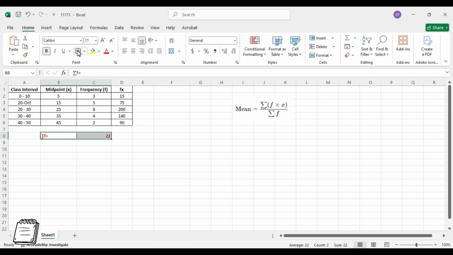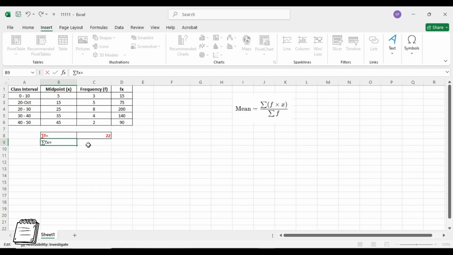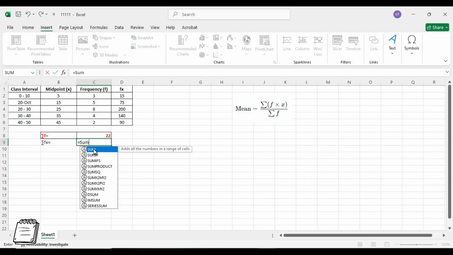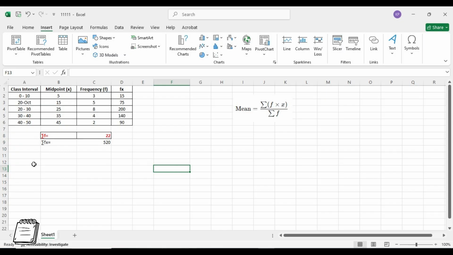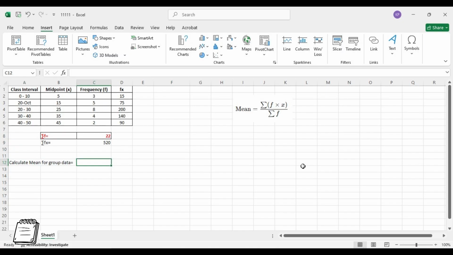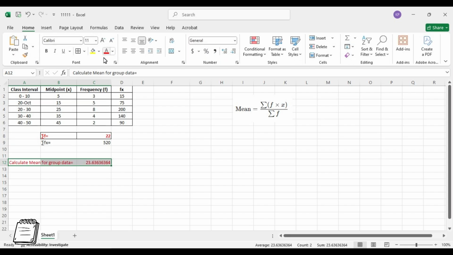Now let's calculate the sigma fx, equal to SUM, select SUM, then select a range from all the 5 groups' fx, close the bracket, press enter. So we have sigma fx equal to 520. Now calculate the mean equal to, put in all the values in the formula: sigma fx, 520, divided by sigma f, 22. So the mean value of this grouped data is 23.63.